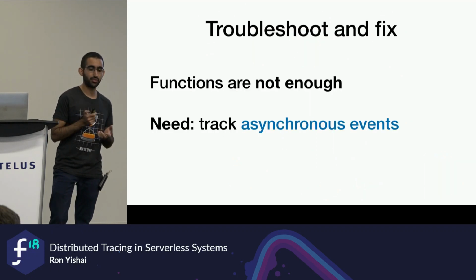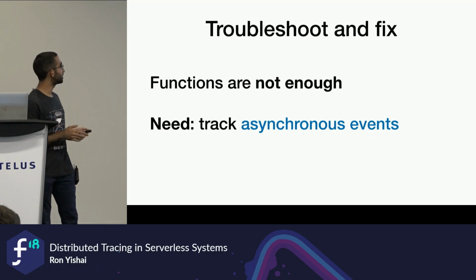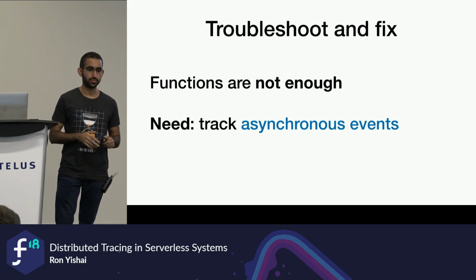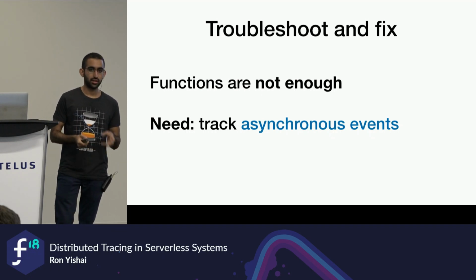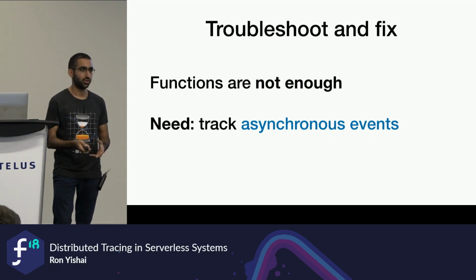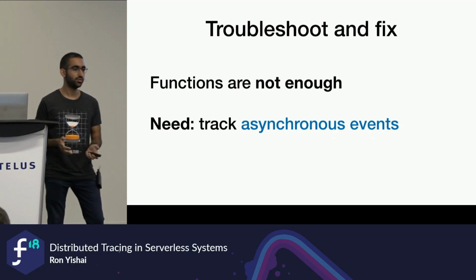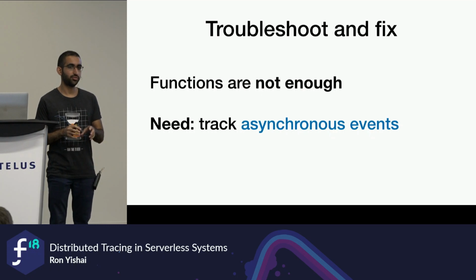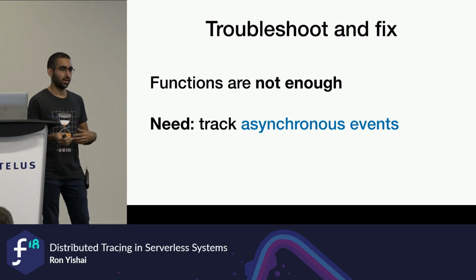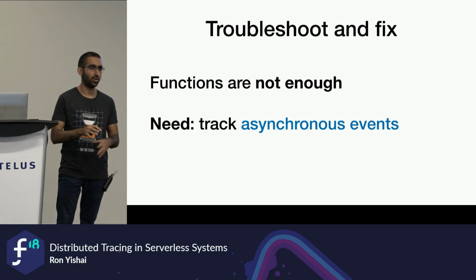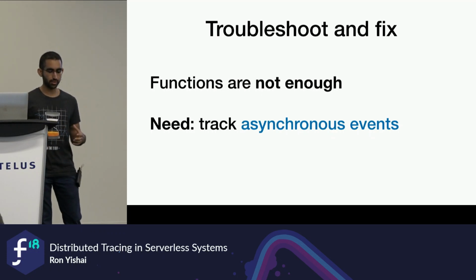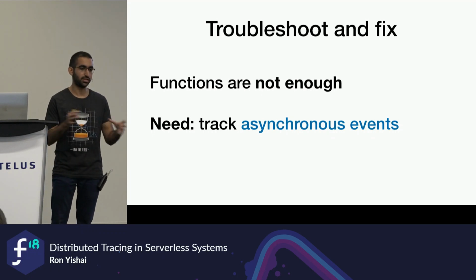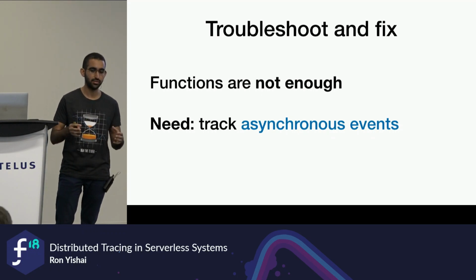But now let's see how we can troubleshoot problems in this kind of system. Let's say we have a problem on a function and we want to troubleshoot it. Now we can go to this function and try to see what's going on. But usually, just looking at a specific function won't be enough, because what happened in the function is connected to many other things that happen in other functions. So we will need to track all these events that usually happen asynchronously in our system, and connect them together.